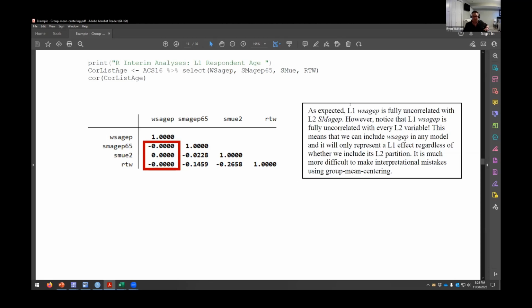What this also means, and what I've included in the text box here, is because these correlations are 0, and because within state age represents a pure level 1 effect, it is more difficult to make interpretational mistakes using group mean centering compared to grand mean centering. Much more difficult. Because you can just include these group mean centered variables in the model at whatever level you want, and everything's going to be perfectly fine because they only represent the level they're at.